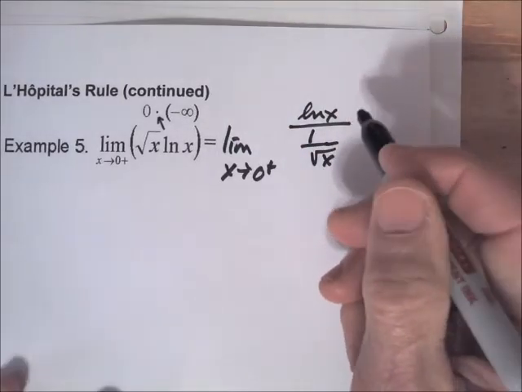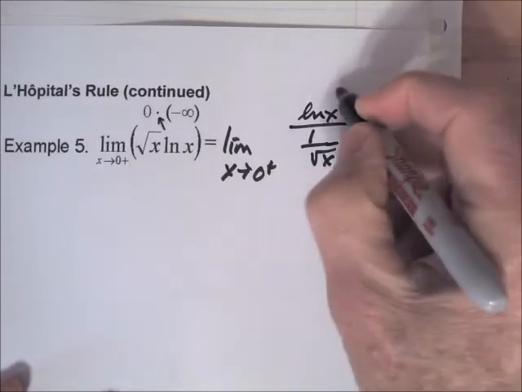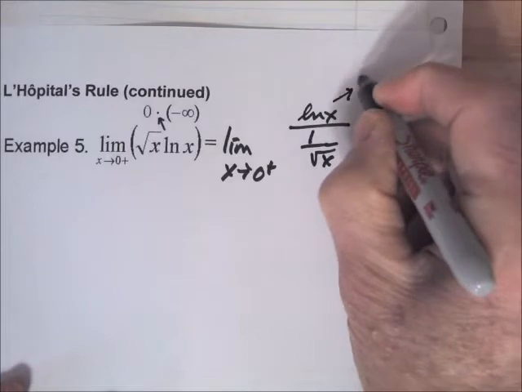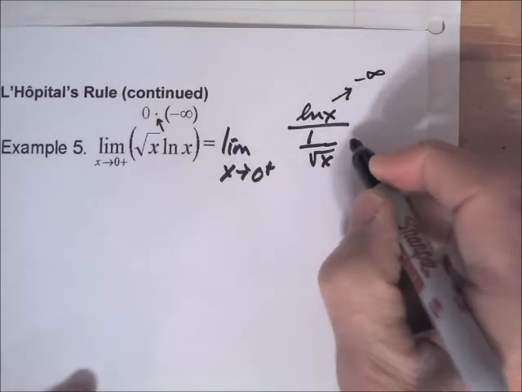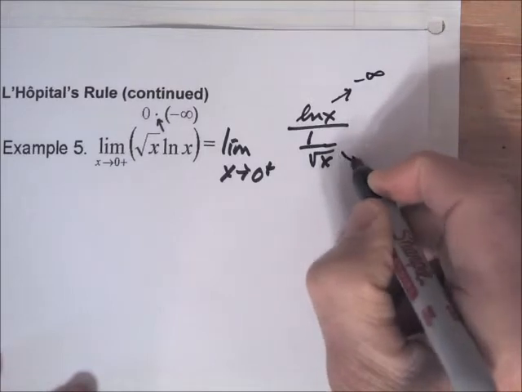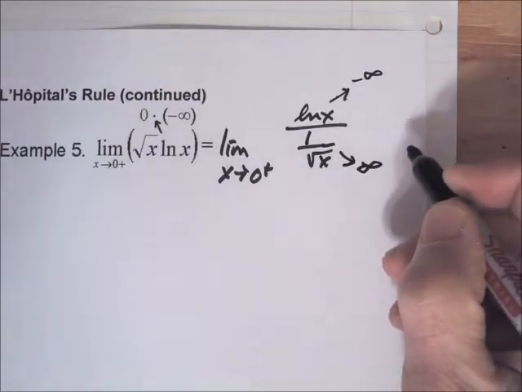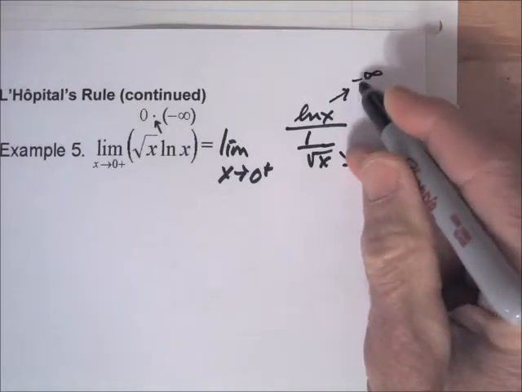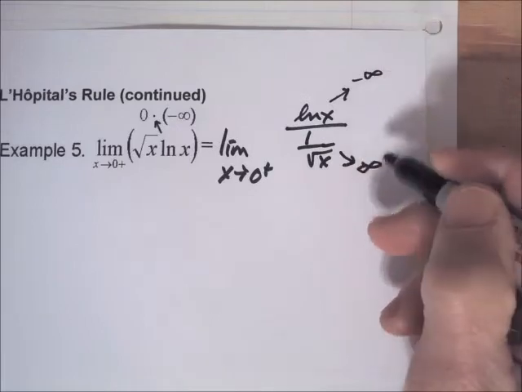Now, as x goes to 0, this will be minus infinity. And this one is going to be infinity. So we can apply L'Hopital here. The signs don't have to be the same. You can have the form minus infinity over infinity. That's fine.